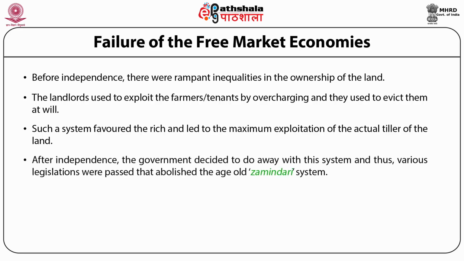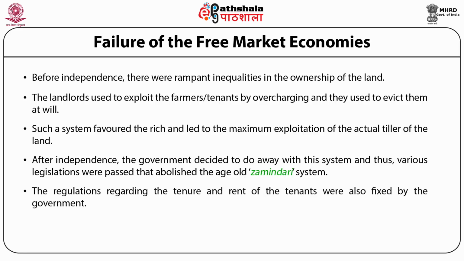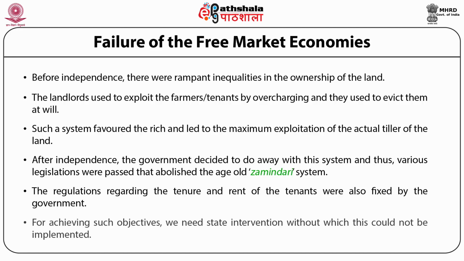After independence, the government decided to do away with this system, and thus various legislations were passed that abolished the age-old zamindari system. The government also procured land in excess of the limit from the landlords and redistributed it among the landless farmers. The regulations regarding the tenure and rent of the tenants were also fixed by the government. Thus, these steps of the government ensured equality in the system. For achieving such objectives, we need state intervention, without which this could not be implemented.